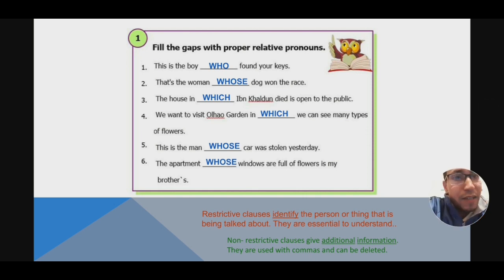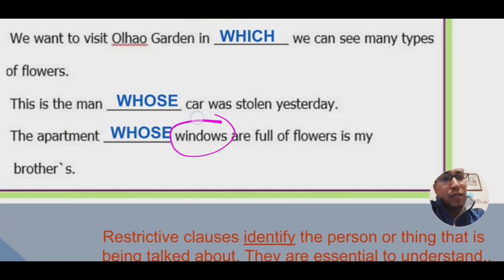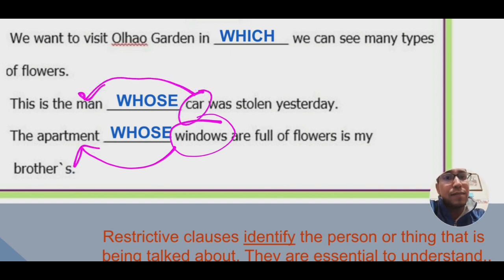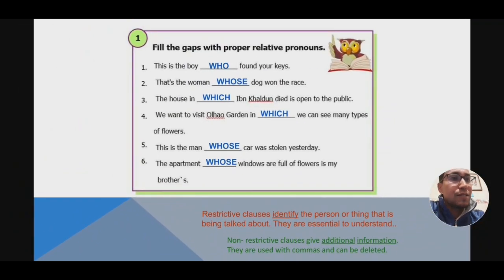Next, the apartment whose windows are full of flowers is my brother's. This is again possession, which means these windows belong to the apartment, and that's it. And this car belongs to the man, and that's it. So this is the first exercise about pronouns.